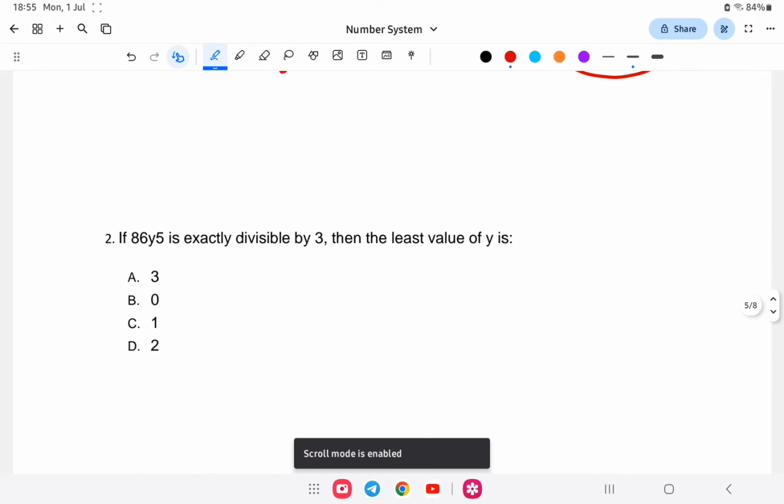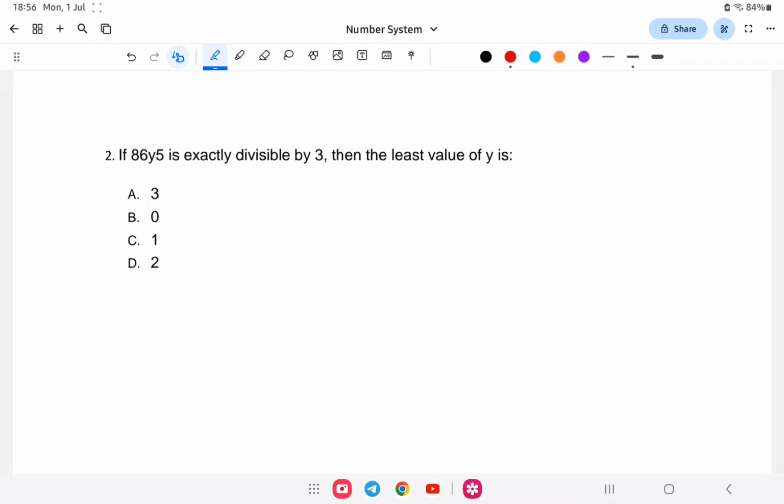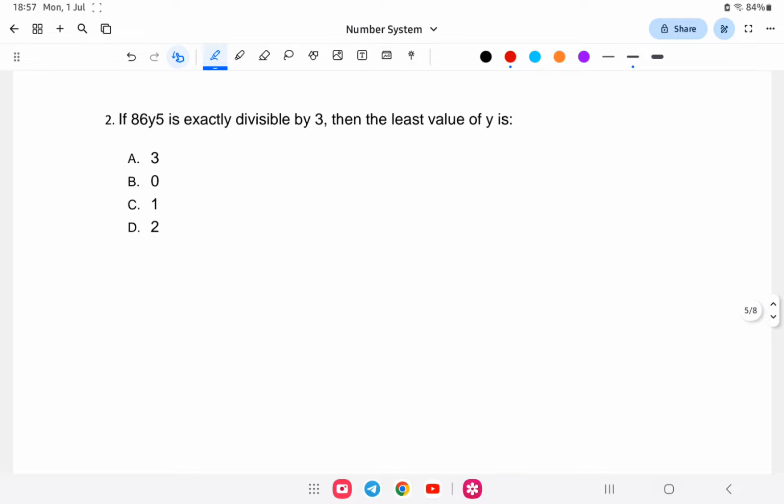Next question: if h6y5 is exactly divisible by 3, then what is the least value of y? In the last class I have already covered this portion. Let us start.